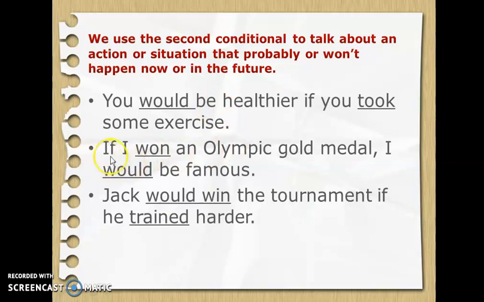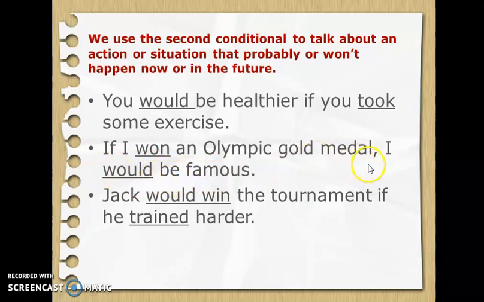Another example, if I won an Olympic gold medal, I would be famous. Again, remember the if clause takes on a past tense. The past tense of win is won. And the main clause, I would be famous, is would plus an infinitive.